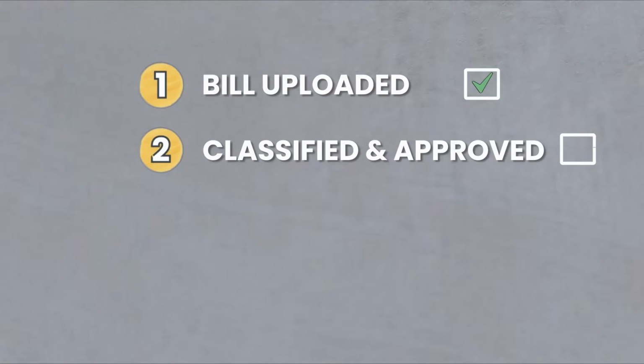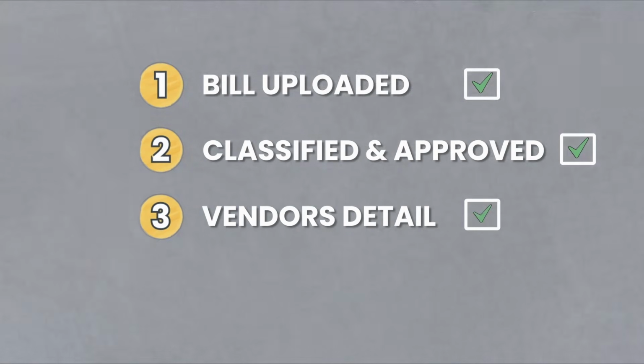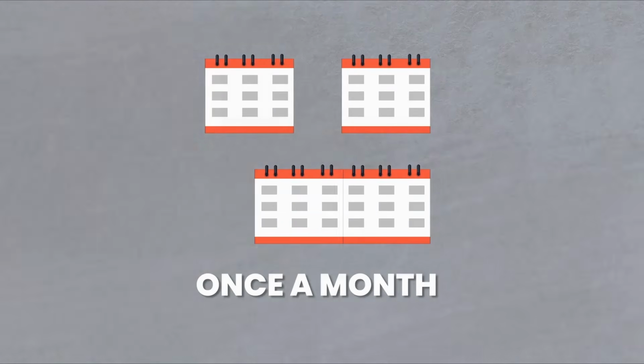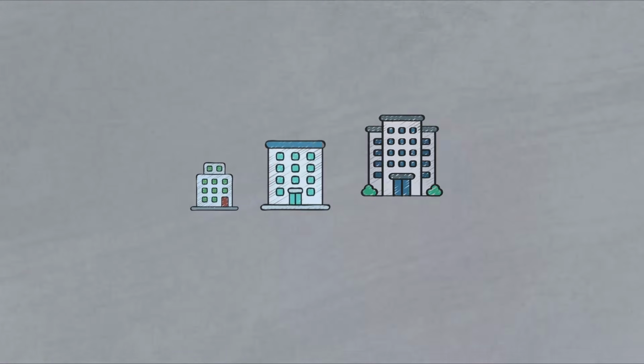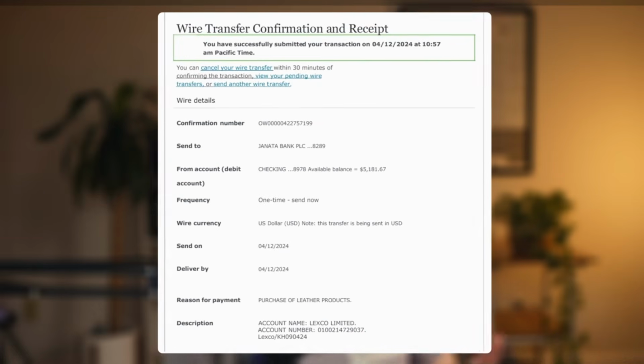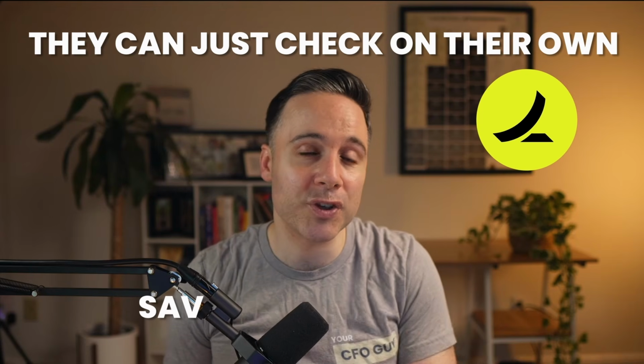Okay, so you have the bill uploaded, classified and approved, and you have the vendor's details. Now it's time to process the payment. Set a schedule for when you'll process payments. It's common to run AP once a week or maybe even once a month, depending on how large your organization is. And now once you run it, be prepared to continue the discussion with the vendors on the status of the payment. Vendors will oftentimes ask for a wiring confirmation or some sort of proof that you made the payment. When using a platform like Ramp, they can just check on their own, saving you some time.